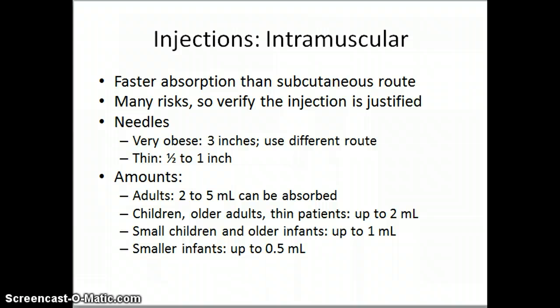Our intramuscular, again, has faster absorption. There are risks with that, so we have to make sure that our injection site is where it needs to be in a very correct fashion. With the very obese, we can use a longer needle. For very thin people, we would want to scale that back to a 1/2 inch to a 1 inch.